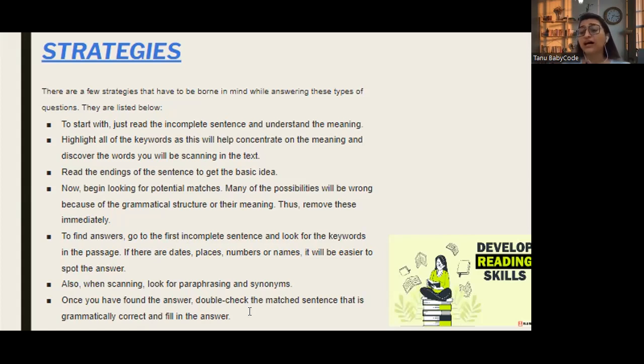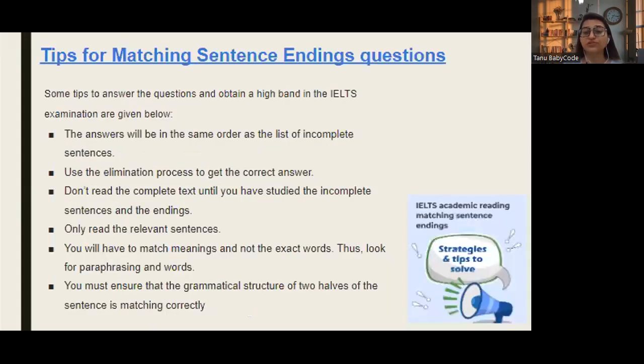Once you have found the answer, double check with the matching sentence. Check it correctly that it is grammatically correct or not. If it is grammatically correct, then you can decide on the answer. If it is not, then that means you have chosen the wrong answer. Once you find that your sentence is grammatically correct, fill in the answer, conclude your answer, because it is correct now. Okay. So please apply the strategies to save your time and find your answer very quickly.